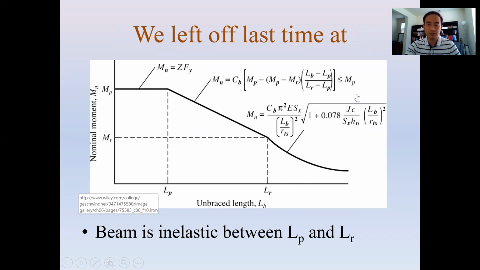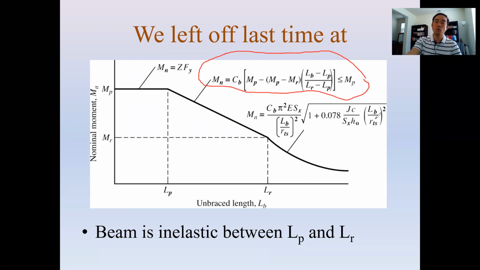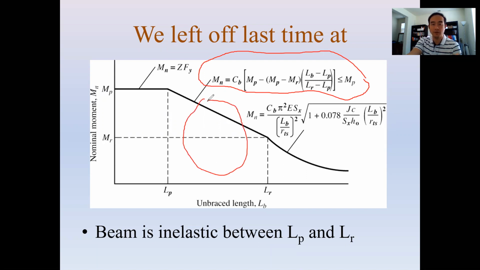And by the way, this is the equation to calculate nominal moment when we are in the range of inelastic lateral-torsional buckling here, which means our unbraced length is between L sub P and L sub R. Okay? And if L sub B is larger than L sub R, then this is the equation to calculate the nominal moment for the elastic lateral-torsional buckling range. And you don't need to worry about this. This is too much, right? And of course, if your L sub B is less than L sub P or even 0, then you can easily find the nominal moment as Z times Fy.